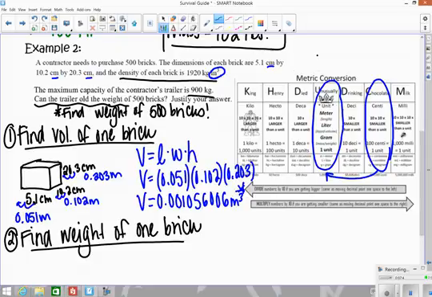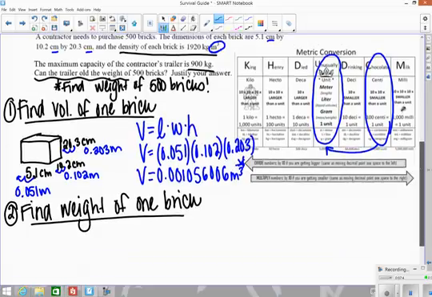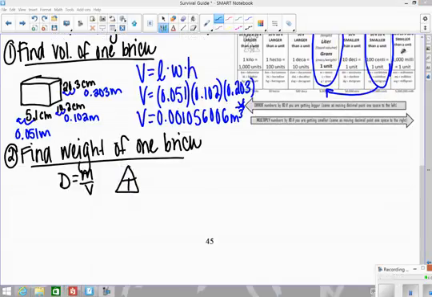To do that, if we want to know the weight or the mass, and we know the volume and we know the density, we're going to use our density formula, or your density triangle. If we're trying to find the weight, we're going to cross off the m, which means we're multiplying. So mass equals density times volume.